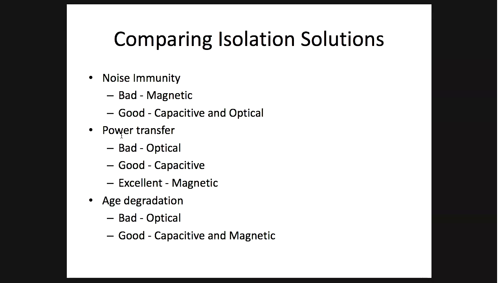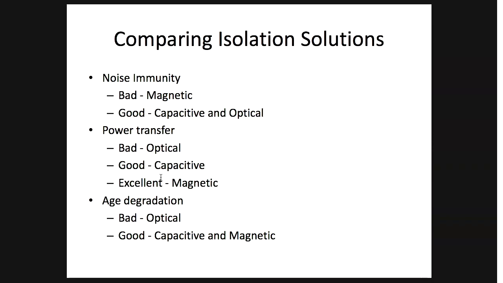So optical, why is optical bad? Because the LED light is anyway small. The photodetector is detecting, and then you are using a transistor to amplify. You can't transfer big current. So hence the power: good, capacitive is okay. Magnetic is excellent. So that's the reason when you transfer the power. So this is your wireless charging. Still magnetic is the best, because you can charge it.